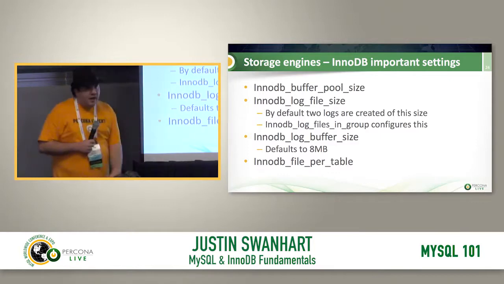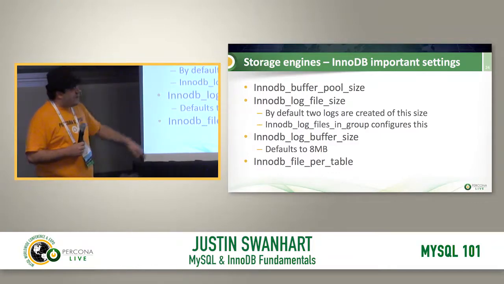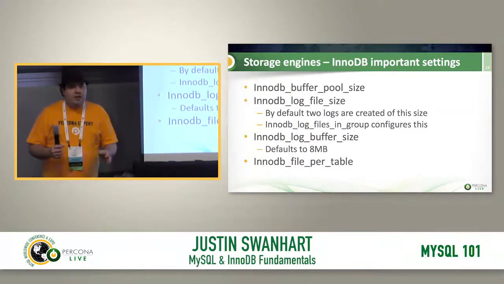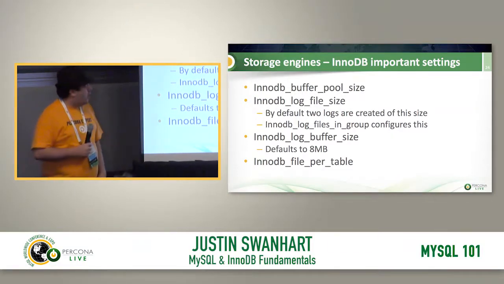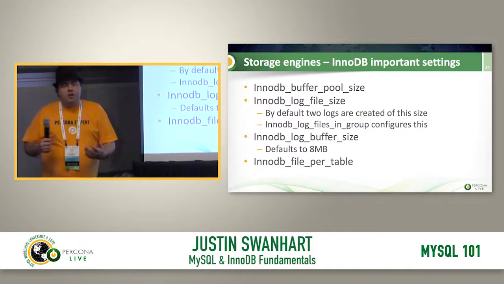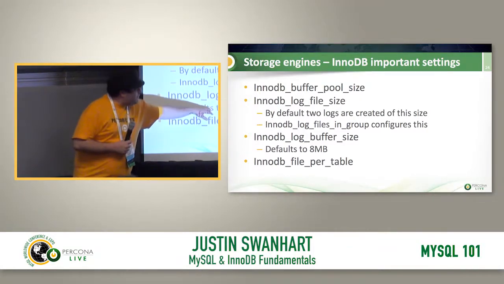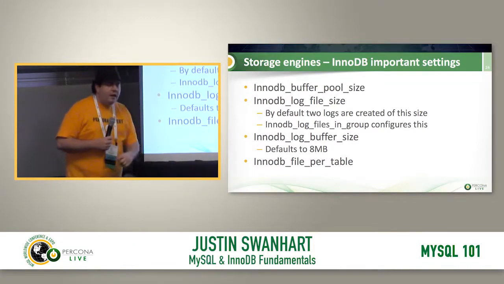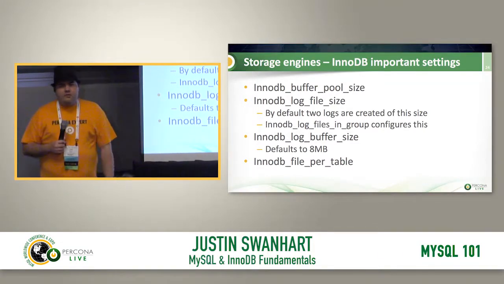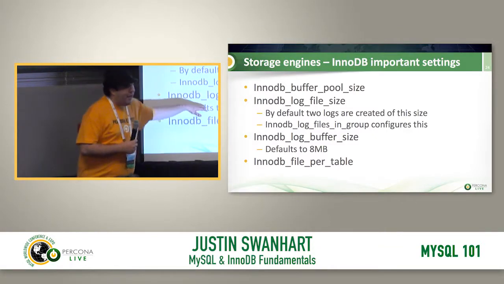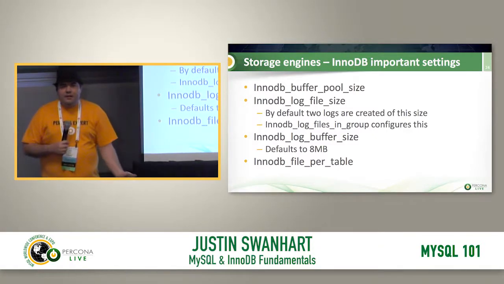The log buffer size defaults to 8 megs. Unless you're doing a lot of concurrent transactions, like hundreds of concurrent transactions, or you're writing big blobs, you probably don't need to modify this. But this is the maximum chunk of data that can be written into the log at once. So if you have to write a 64 meg blob, it's going to have to take 8 passes over this buffer to get the data into the log.